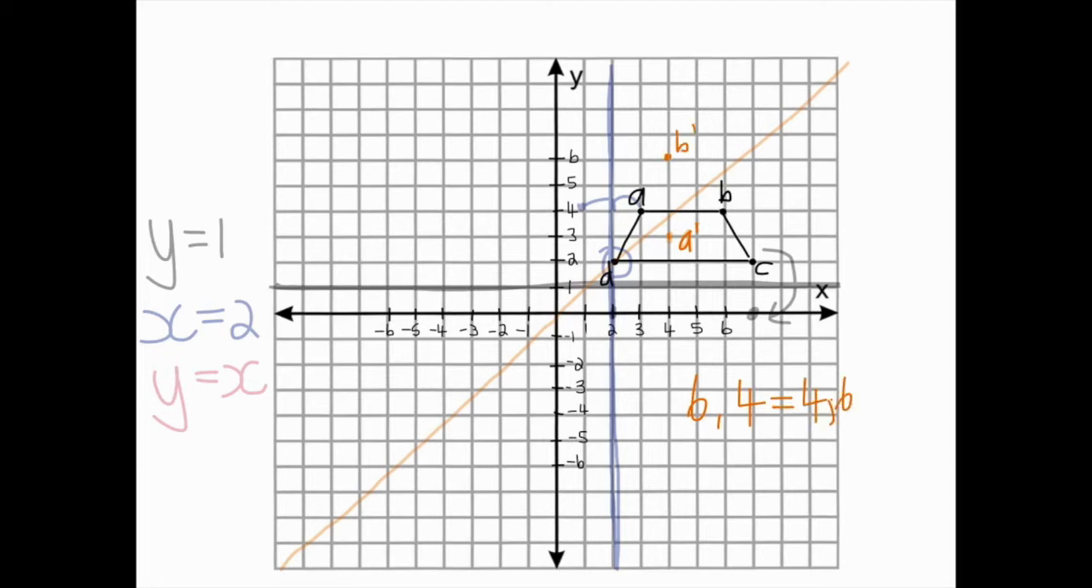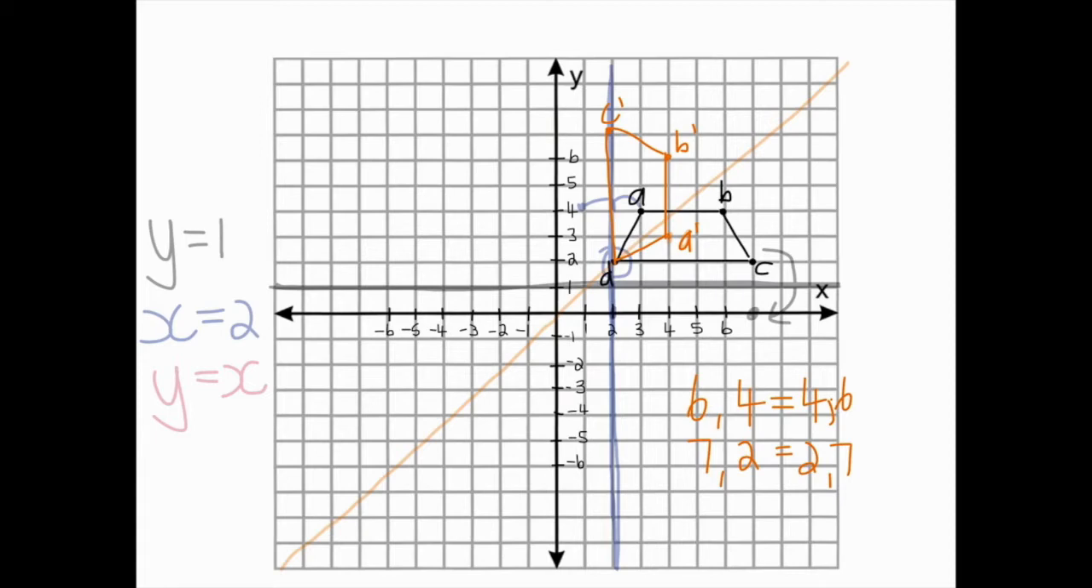Your C is currently 7, 2, so it will become 2, 7. And your D is remaining the same. So if I join these up, you will see that it is the same shape. It has just been reflected across that orange line, which is y equals x.